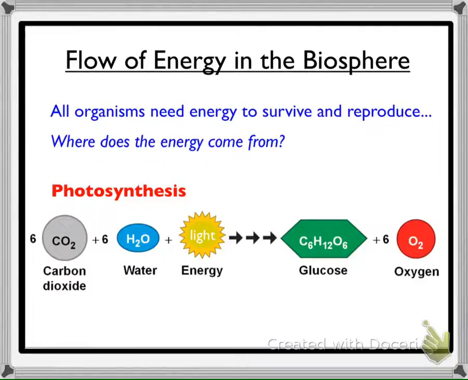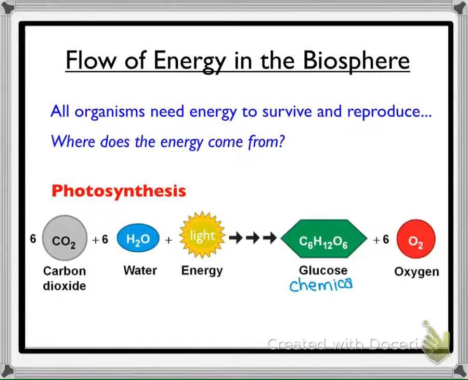So if the energy for all of life's processes on Earth comes from the sun, then how is it harnessed? Well, that is done through a process called photosynthesis. So photosynthesis is a chemical reaction that happens inside living cells, particularly in plants. And what happens during the process of photosynthesis is that carbon dioxide and water are converted into glucose and oxygen using light energy from the sun. So carbon dioxide and water are the reactants, glucose and oxygen are the products.